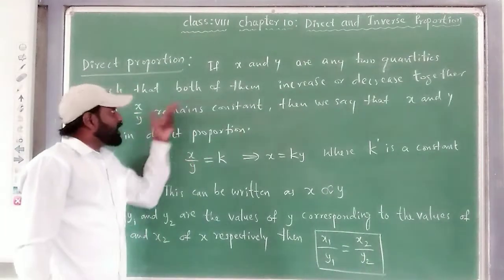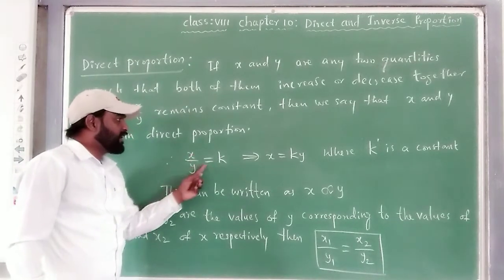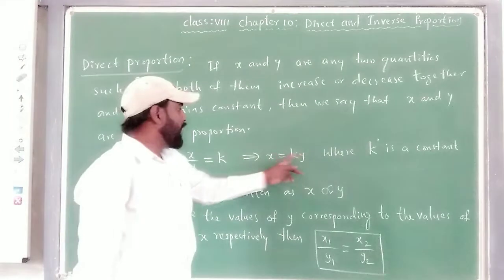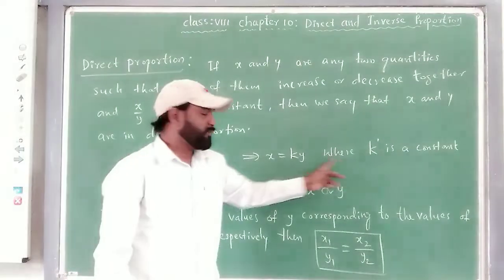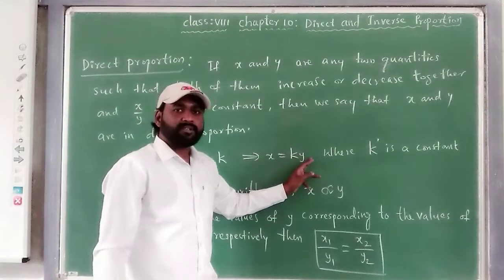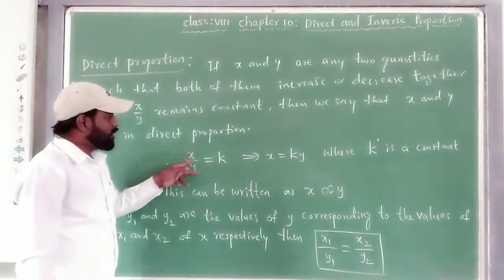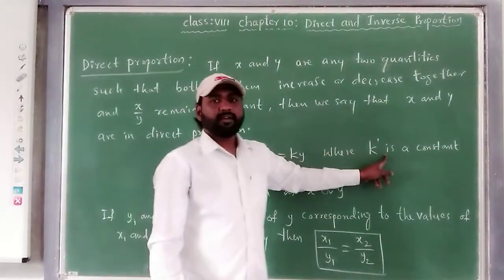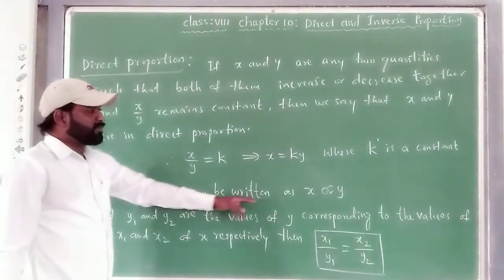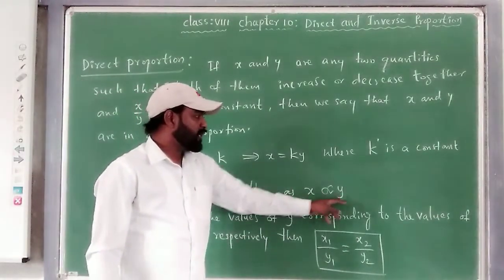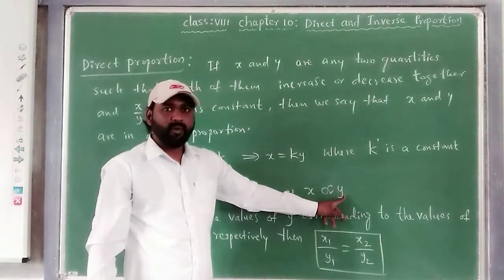We can represent this statement using symbols like this: x by y, that means x divided by y, is equal to k, where k is the constant. By cross multiplication, x is equal to k into y. That means as x increases, y also increases in the same ratio. x by y is the ratio between x and y, and it remains constant, where k is the constant. Then we can say x and y are in direct proportion. This can be written as x is directly proportional to y. This is the symbol which we use: x directly proportional to y.